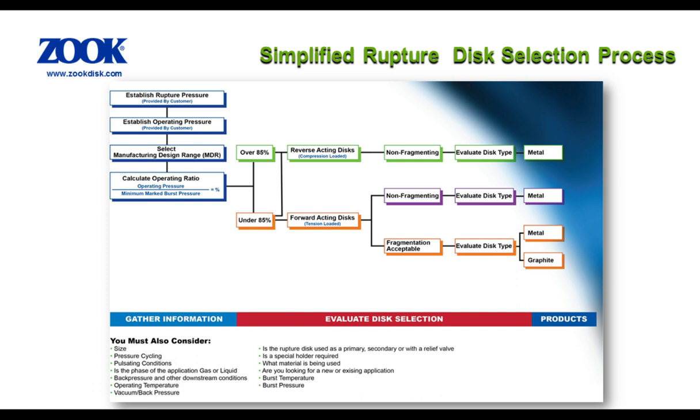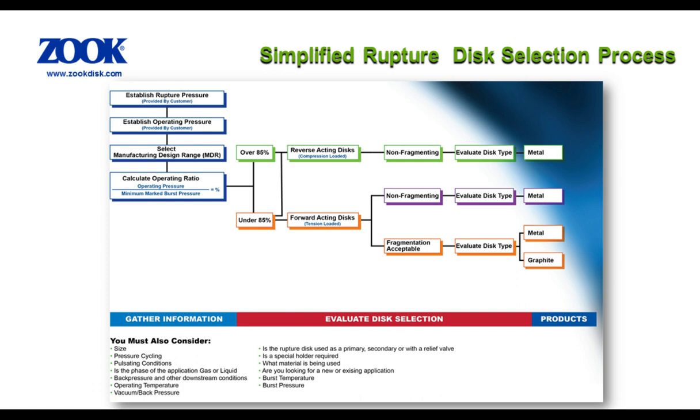So let's see how this all fits together. This slide is an example of a simple decision tree that goes through the decisions you must make and the information you need to have to select the correct rupture disk for your new application. I emphasize new because the process is slightly different when troubleshooting an existing application that may be underperforming. The first step is to gather all the information you can, both general and specific to your application. Next, you need to get your calculator out and work out the application operating ratio.